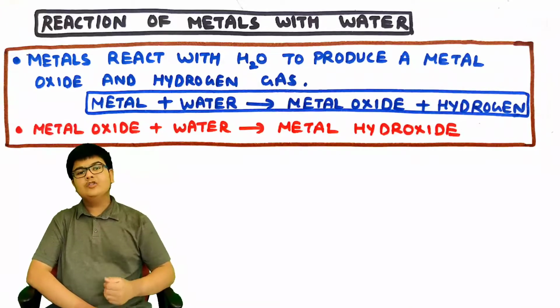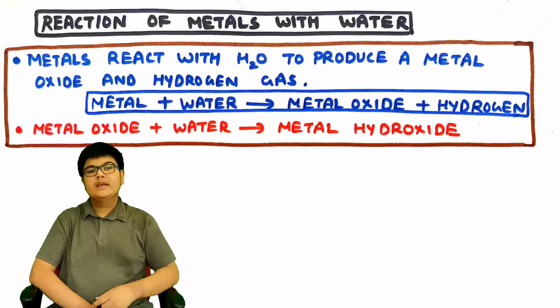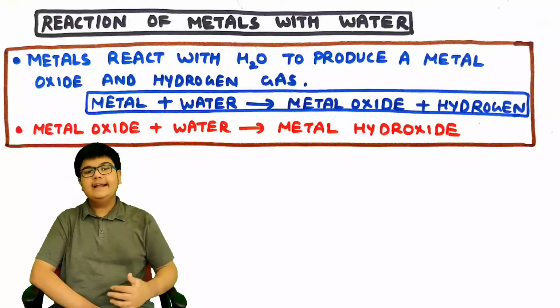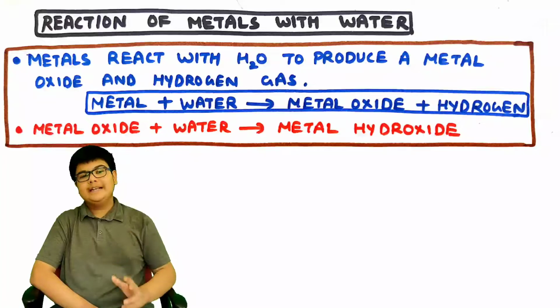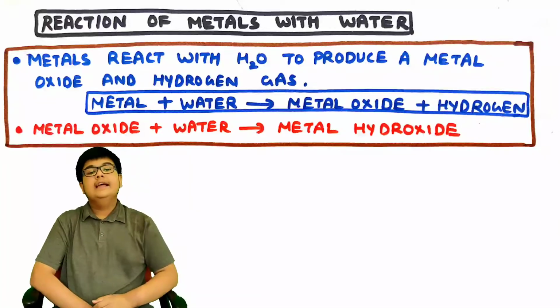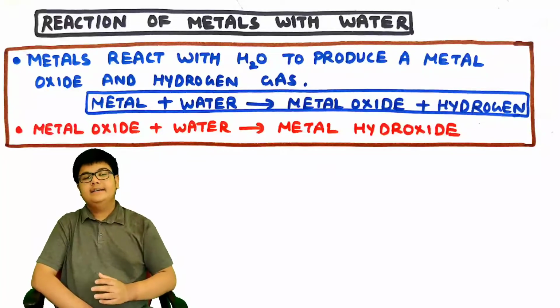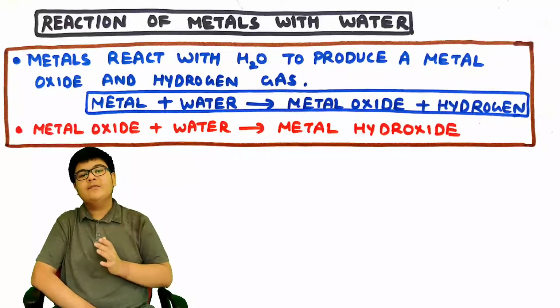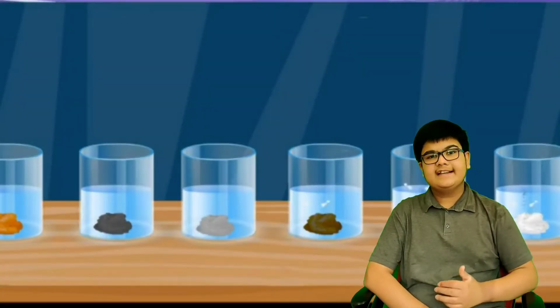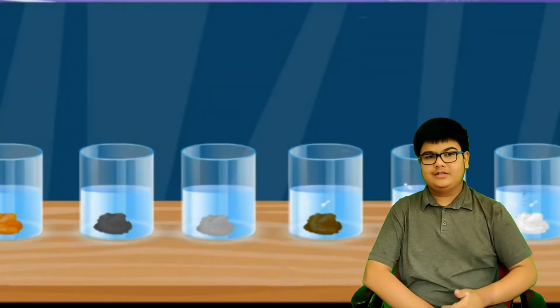Now let us see how the metals react with water. Metals react with water to produce a metal oxide and hydrogen gas. So metal plus water results in metal oxide plus hydrogen gas. Now this metal oxide reacts with water to form metal hydroxide. Now let us see the reaction of different metals with water.